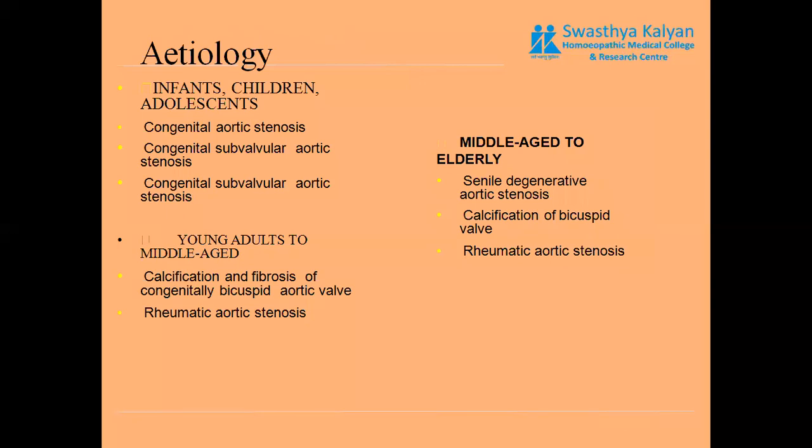Etiology: in infants, children, and adolescents, congenital aortic stenosis is seen. Subvalvular aortic stenosis in young adults, calcification and fibrosis of congenital bicuspid aortic valve. Rheumatic aortic stenosis is also seen, whereas in middle age to elderly, senile degeneration, calcification of bicuspid valve, and rheumatic aortic stenosis might also be seen. So, rheumatic fever and its complications are commonly seen in the heart. So, rheumatic heart diseases are the prominent cause of valvular heart disease.